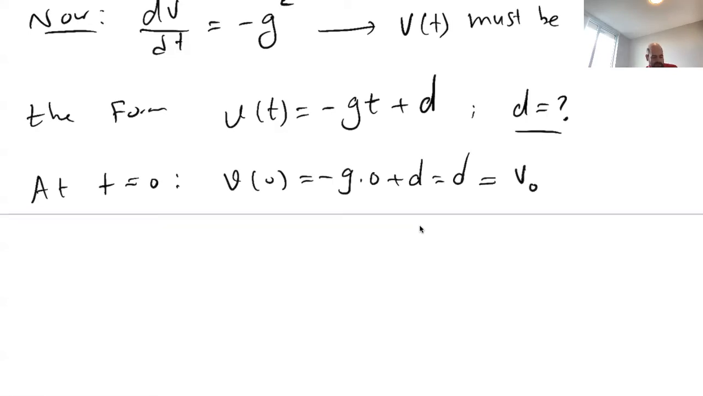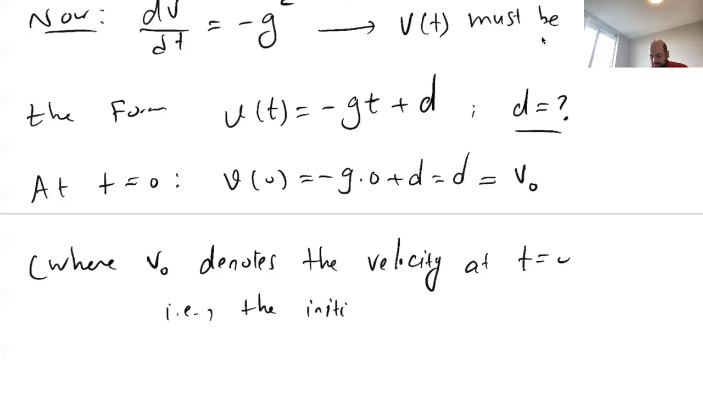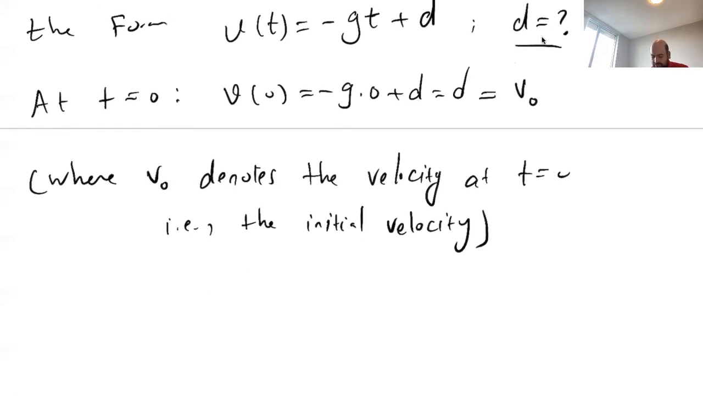So v0 denotes the velocity at t equals 0, i.e. the initial velocity. So there you are, we found d. That means v of t is equal to minus gt plus v0.